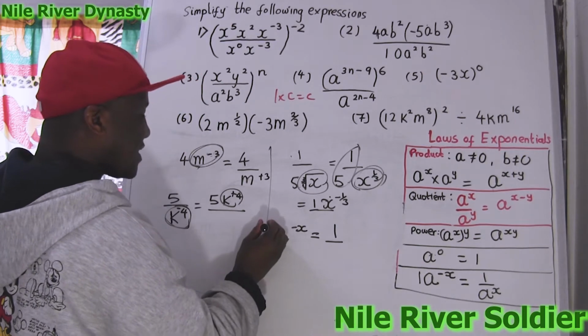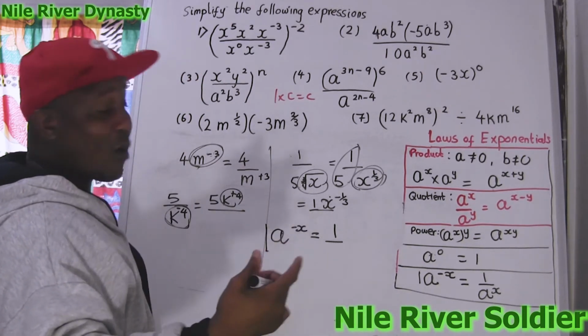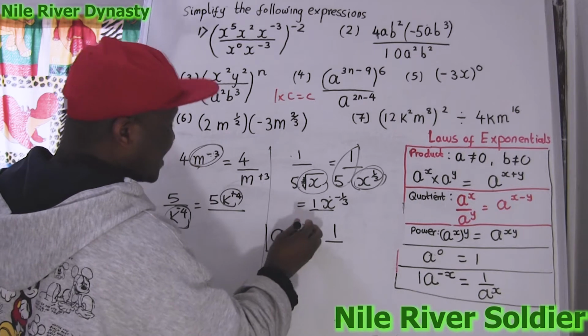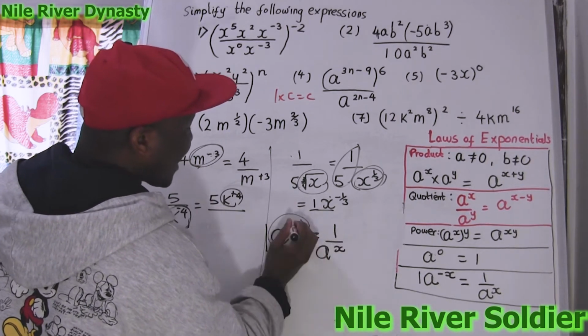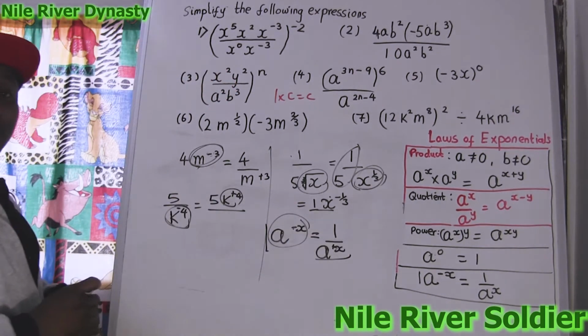So even if they did not write it, there's a 1 there. Say 1 is there. Take this to the bottom. But if this is negative here, it's going to become positive. Done. You know what I'm saying?